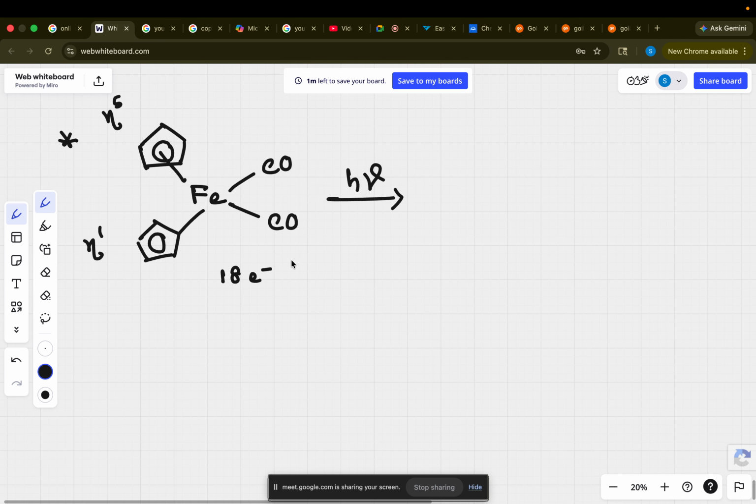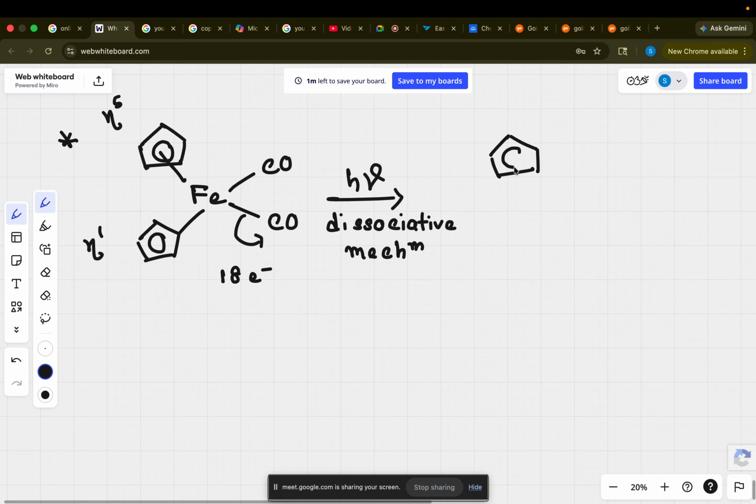In the second one, cyclopentadienyl will donate 3 electrons. First step will be what? One carbonyl will leave. One of the carbonyls will leave. So basically it is following your dissociative mechanism, right? So first of all it will follow your dissociative mechanism, right? So here you have 16 electrons present.